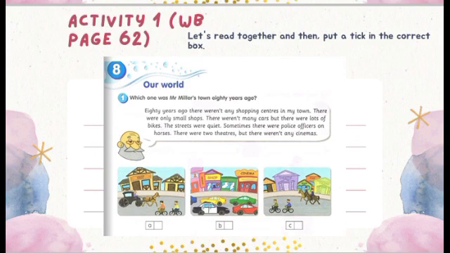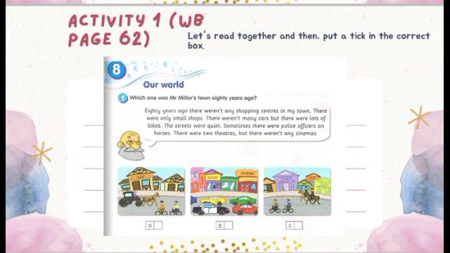Alright, so let's listen. Dengar dulu teacher baca. Which one was Mr. Miller's town 80 years ago? Yang manakah bandar yang dimaksudkan oleh Mr. Miller 80 tahun yang lalu. 80 years ago, there weren't any shopping centres in my town. 80 tahun dahulu, tiada pusat membeli belah di pekan saya. There were only small shops. Hanya terdapat kedai-kedai kecil sahaja. There weren't many cars. Tiada kereta-kereta.